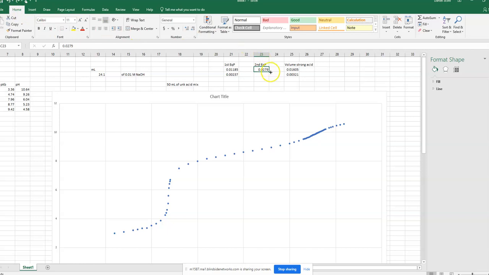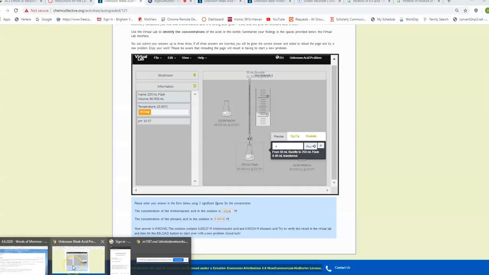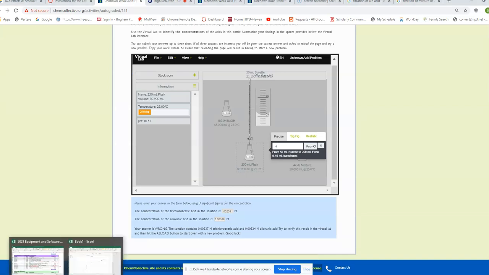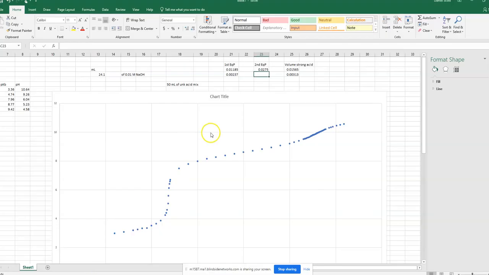0.0279, 0.0275. Still off, right? Because they said point... Oh no, what is it? 0.324. They have 0.324. Sorry. Okay, so we got the first one right.